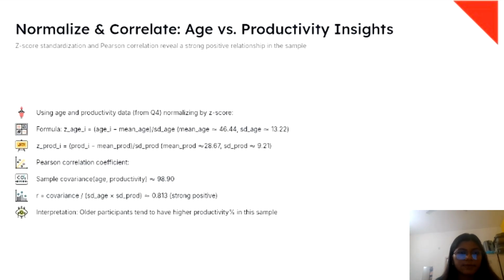Normalize age and correlate age versus productivity for insights. Using age and productivity data from question 4, normalized by Z-score. The formula is given; we have to find Z for productivity. Then the Pearson correlation coefficient: we found the sample covariance of age and productivity, and r equals covariance divided by standard deviation of age times standard deviation of productivity, which is 0.813. Interpretation: older participants tend to have higher productivity in the sample.